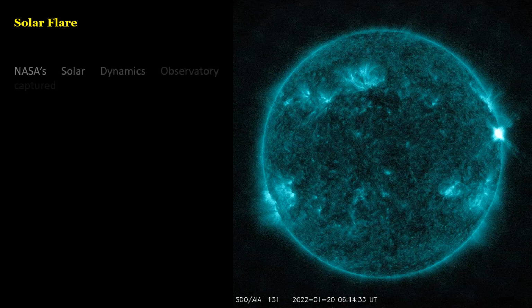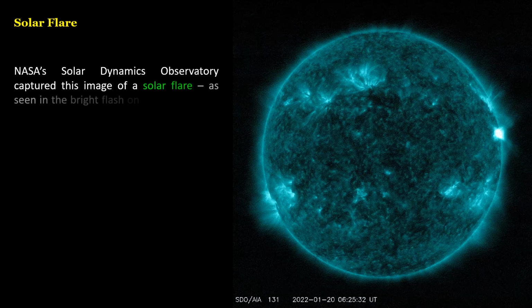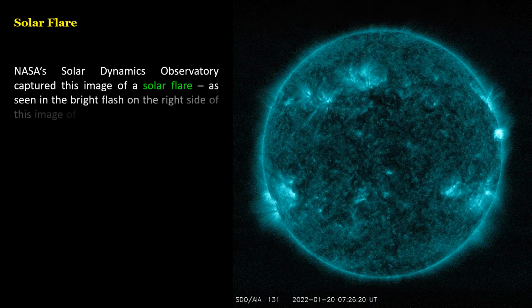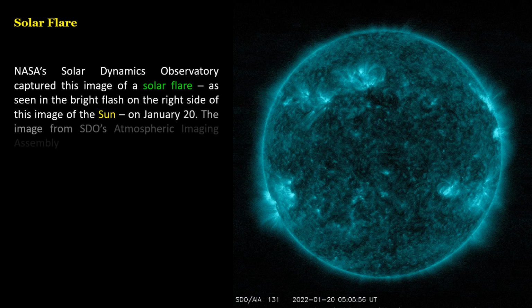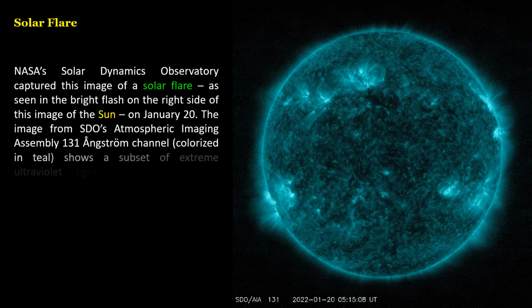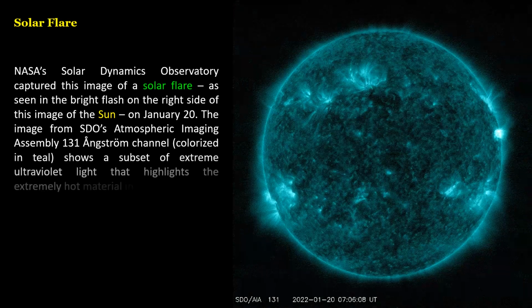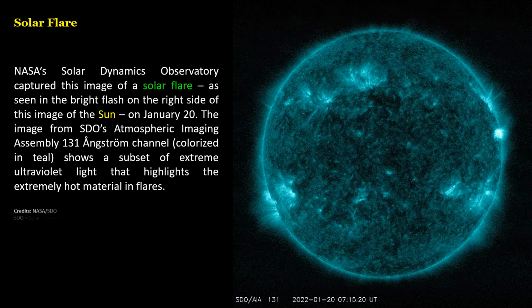NASA's Solar Dynamics Observatory captured this image of a solar flare, as seen in the bright flash on the right side of this image of the Sun, on January 20th. The image from SDO's Atmospheric Imaging Assembly 131 Angstrom channel, colorized in teal, shows a subset of extreme ultraviolet light that highlights the extremely hot material in flares.